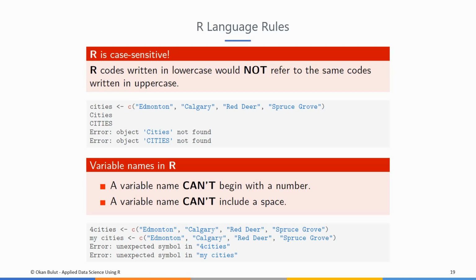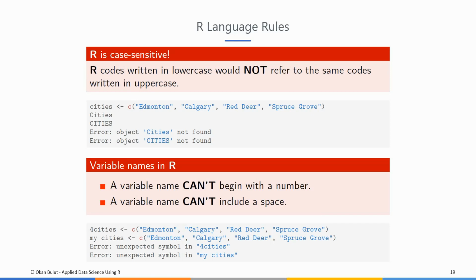In this example, I just said cities: Edmonton, Calgary, Red Deer, Spruce Grove, and cities is all lowercase. If I type cities with only an uppercase C, or CITIES as all uppercase letters, R will tell you that you don't have that object, it does not exist, even though it's the same word. R only recognizes cities as you defined it in the first line, in lowercase. So that's pretty much it.